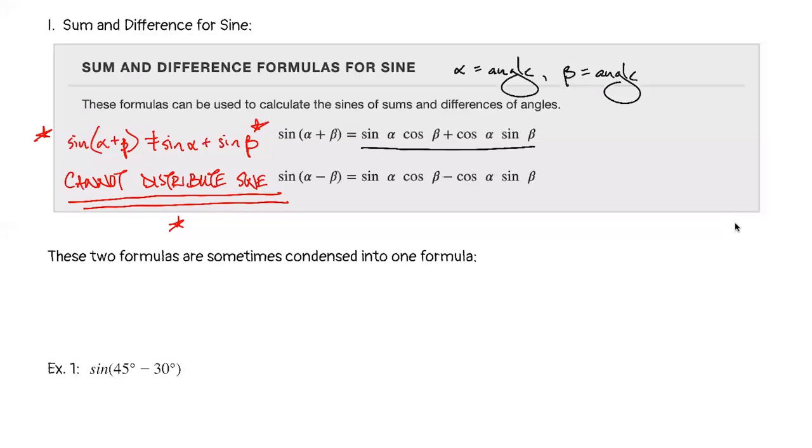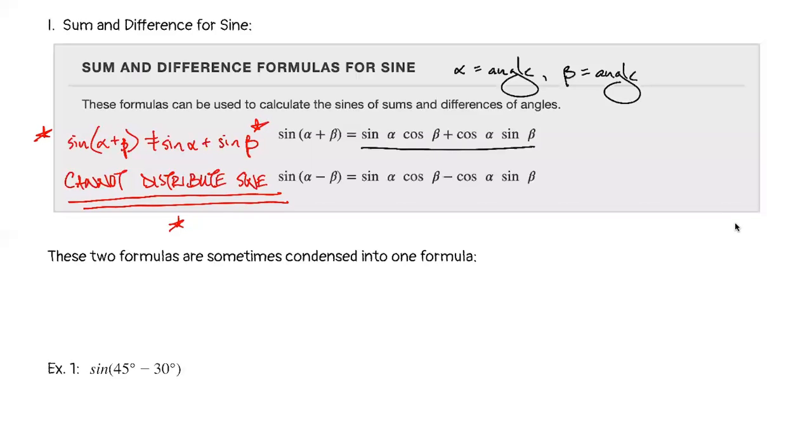Now, if you have a difference of two angles, so let's say you wanted to do two angles and you're subtracting them instead of adding them, what's the one thing that changes between the formulas? Yeah, exactly. One is subtracting and the other one is adding, okay?